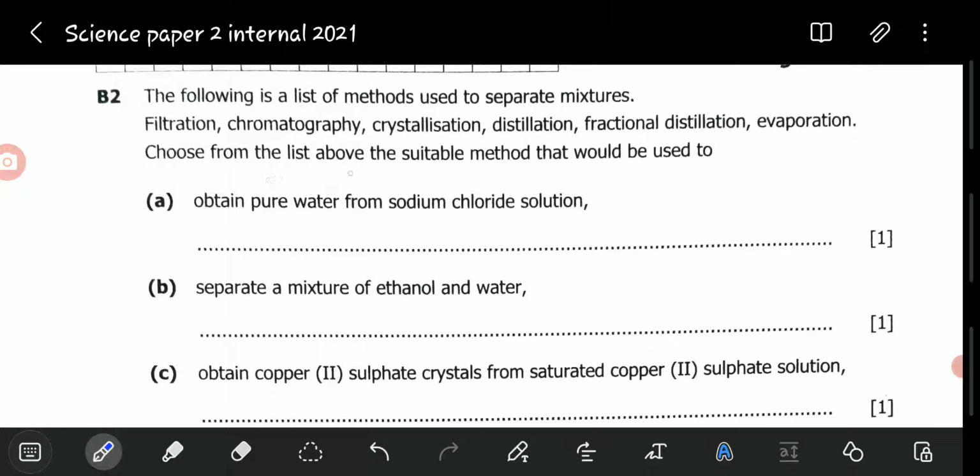Choose from the list above the suitable method that would be used to: A. Obtain pure water from sodium chloride solution.